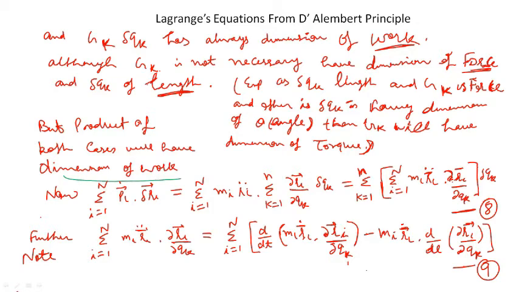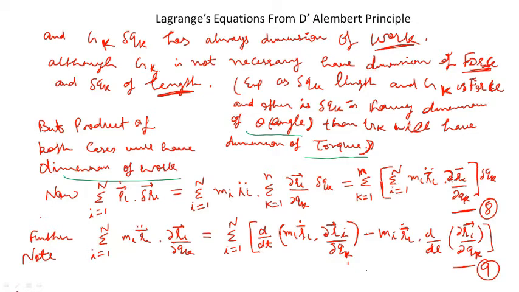For example, if delta Qk is a generalized coordinate and it is represented in angle, then Gk will have the dimension of torque, right? Because angle can be represented in radian. So work has the dimension of force into displacement, means Newton meter. So here Gk will represent the torque. Torque has force into perpendicular distance, so it will have the same dimension as the work.